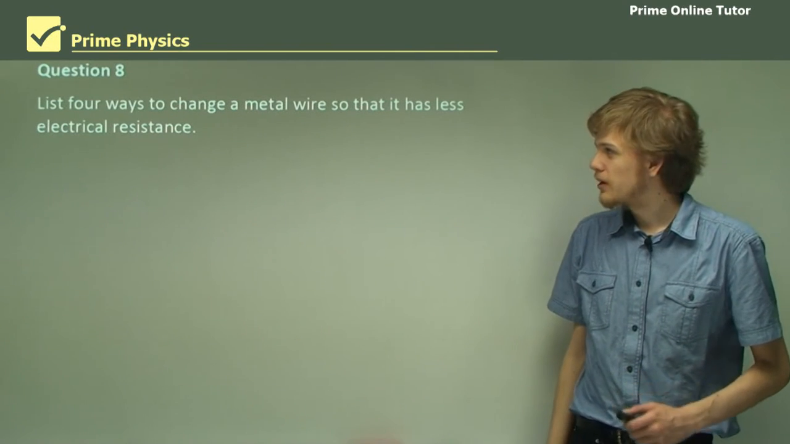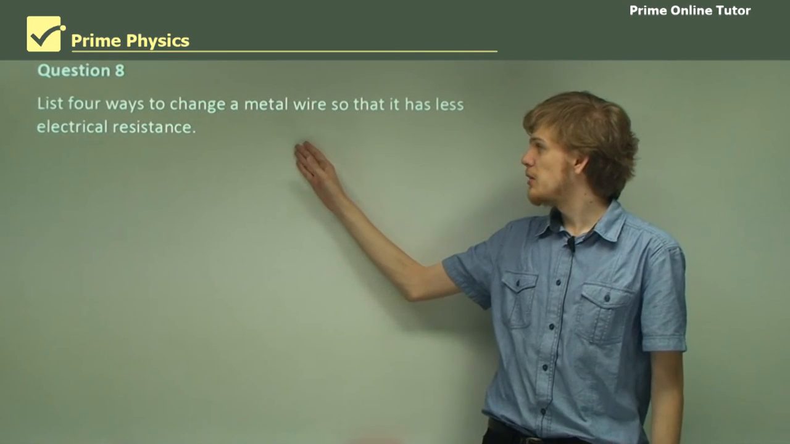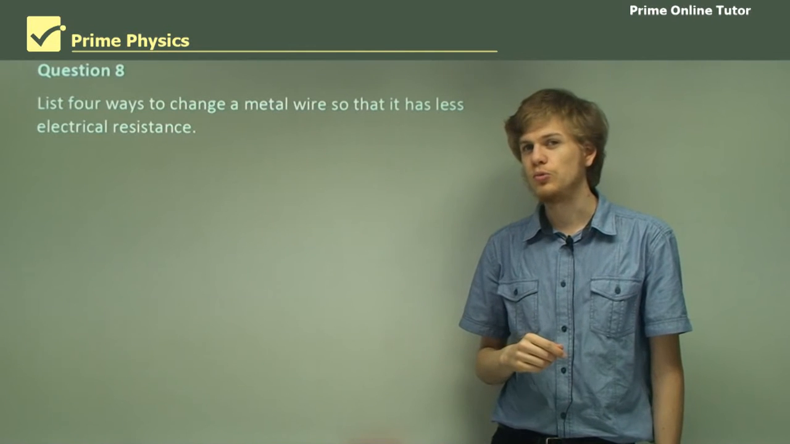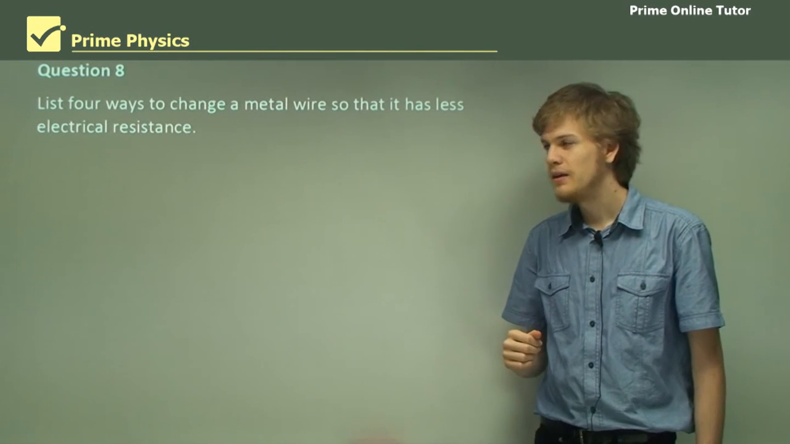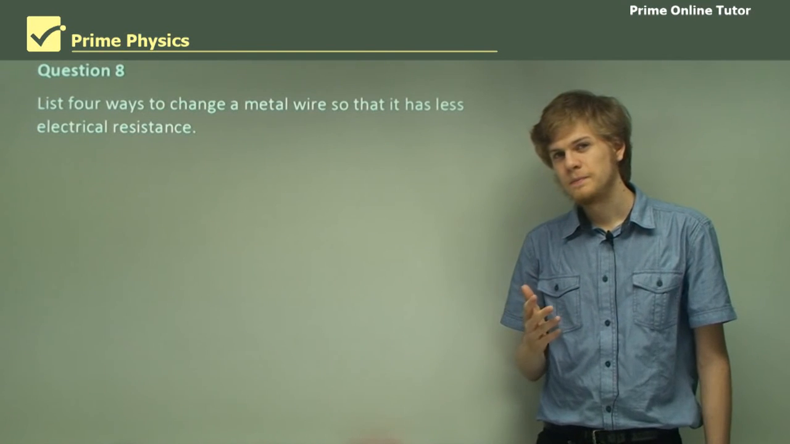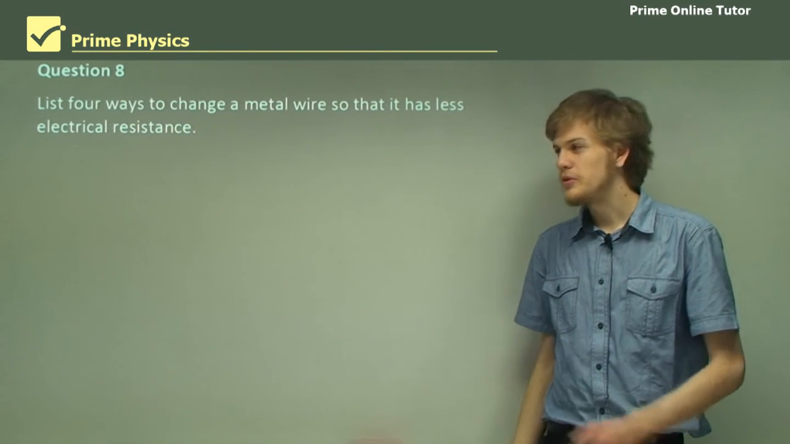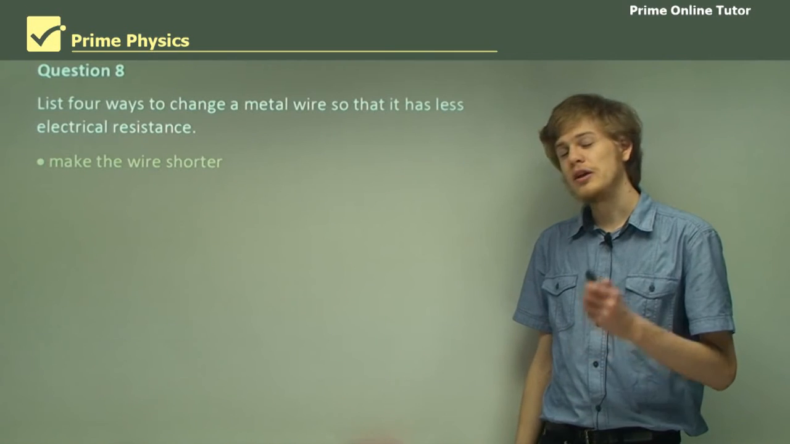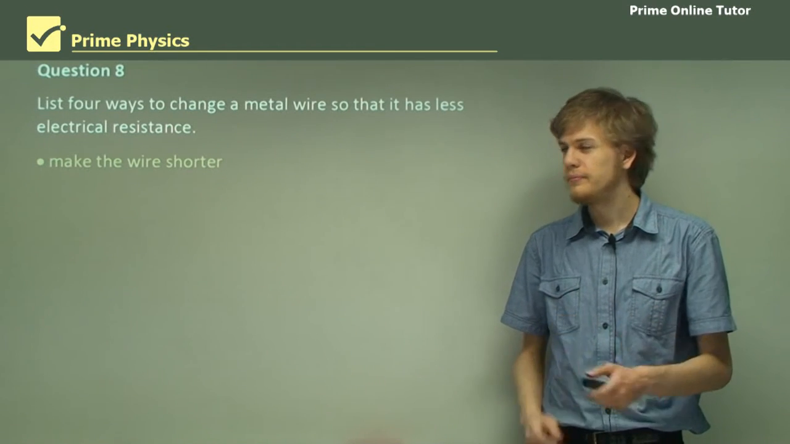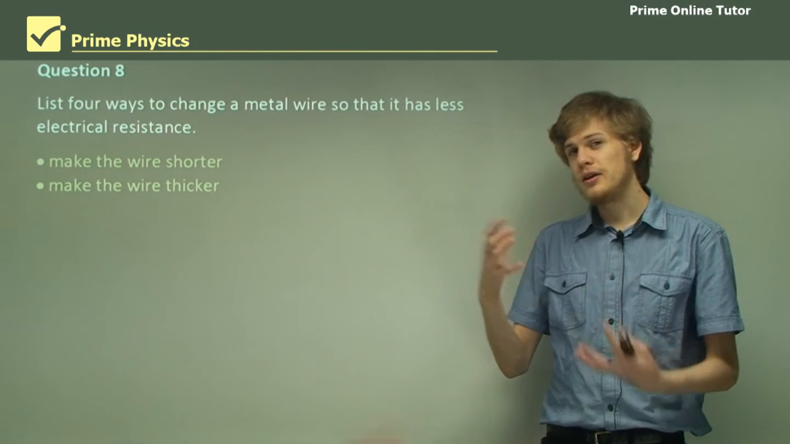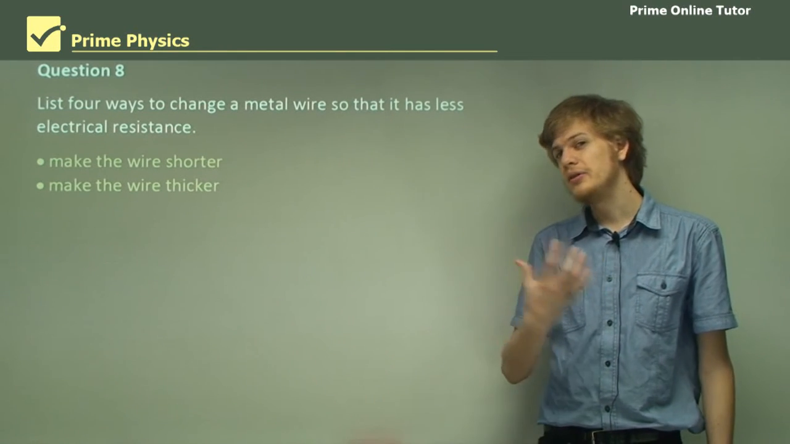Question 8. List 4 ways to change a metal wire so it has less electrical resistance. Can you think of 4 ways? Well, let's start with the easy ones. We can make the wire shorter so that there's less of the wire that the electrons have to travel through. We can make the wire thicker so the electrons have more area to travel through.